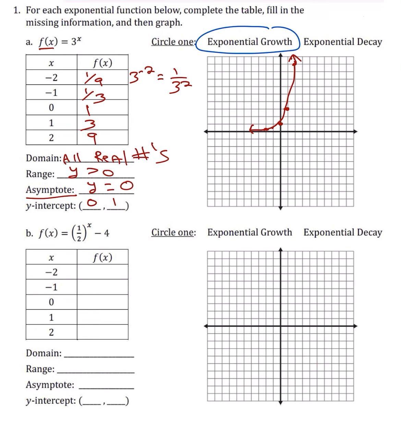And I should mention as well that what makes it exponential growth is the value of the number that is being raised to the x power. The absolute value of 3 is 3. If the absolute value of the number being raised to x is greater than 1, it's growing because it's going to keep making the y values bigger and bigger and bigger.